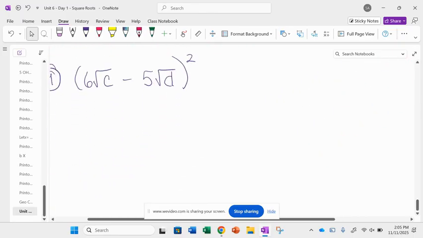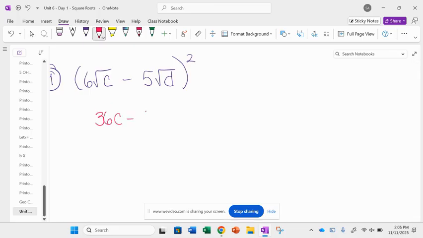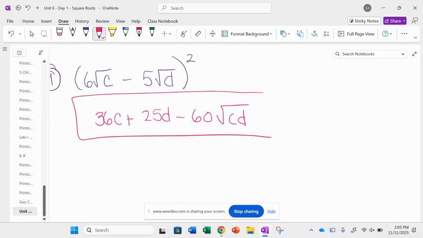All right, guys, what'd you get when you squared this, when you multiplied it by itself? Arav? Minus 60, no, plus 25D. Yep, I got that. Everybody else get that?